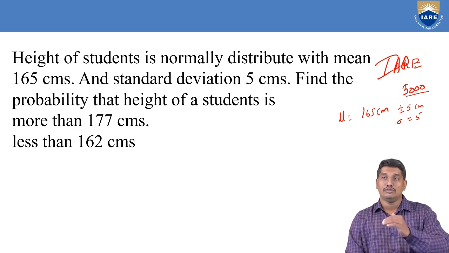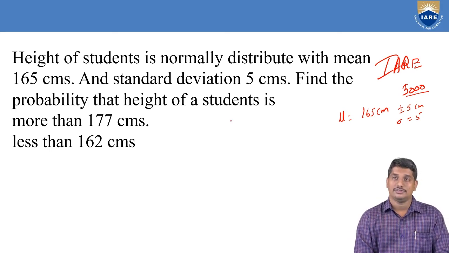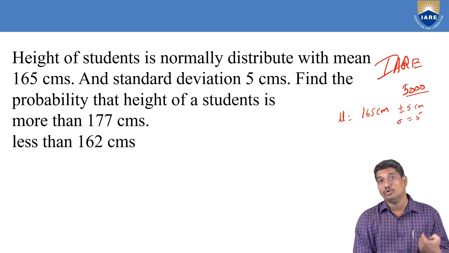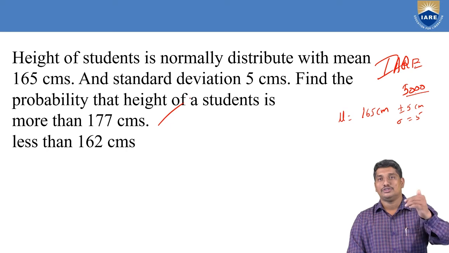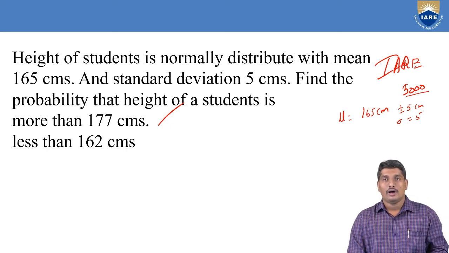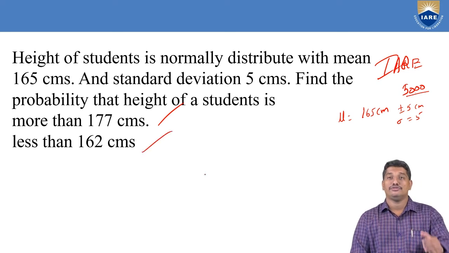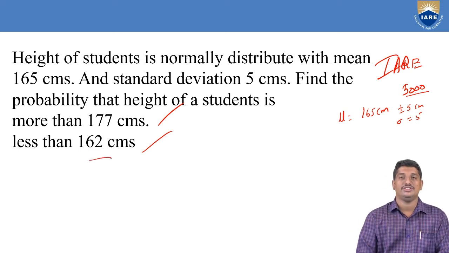Knowing these statistics, we try to find the probability of the height of the students. If you pick a student randomly, what is the probability that he will have height more than 177 centimeters? And also, if you pick a girl, what is the probability that the height of the girl will be less than 162 centimeters?